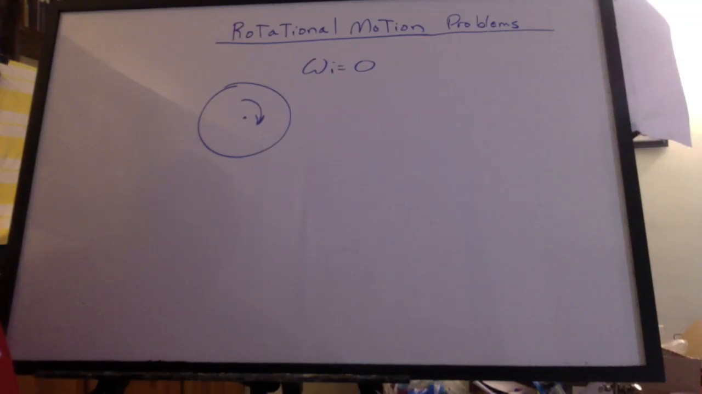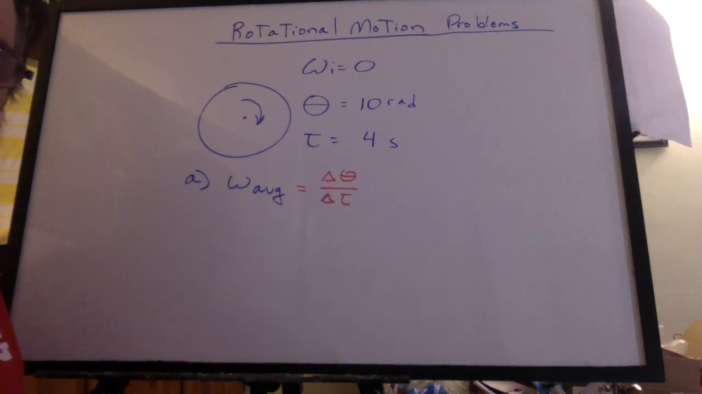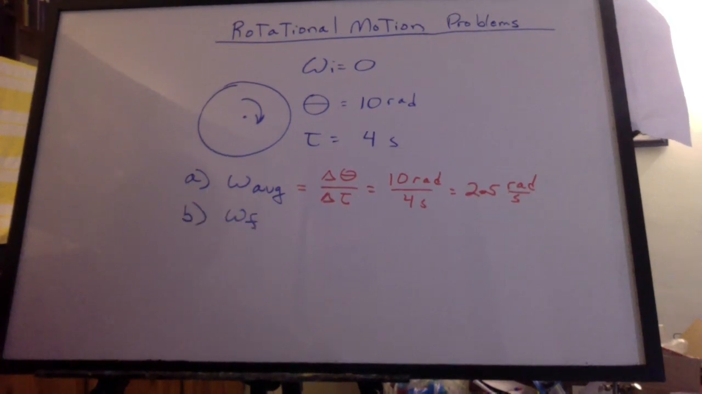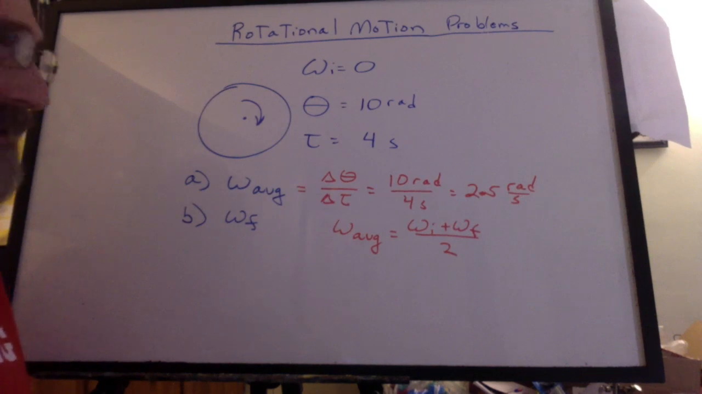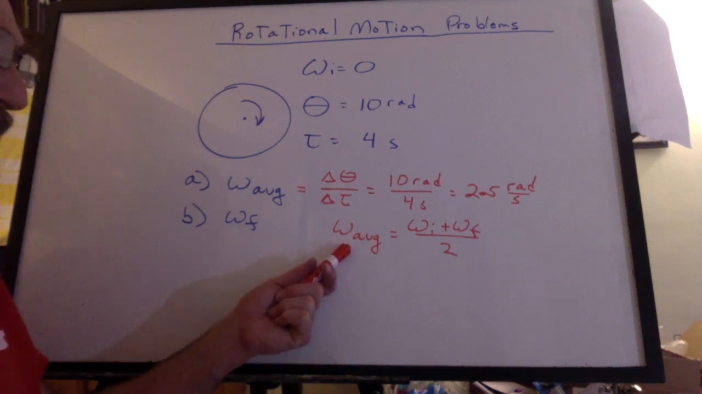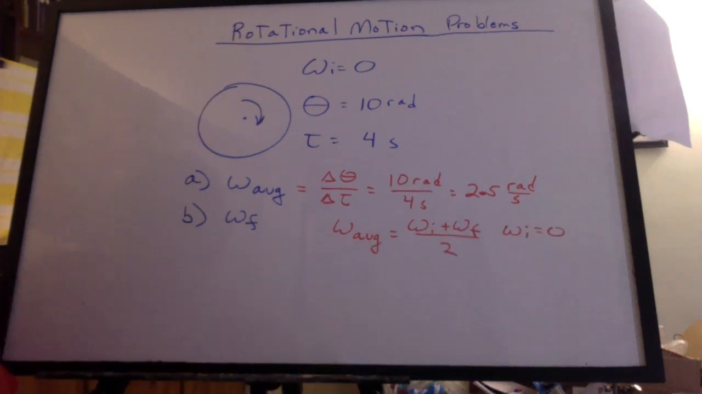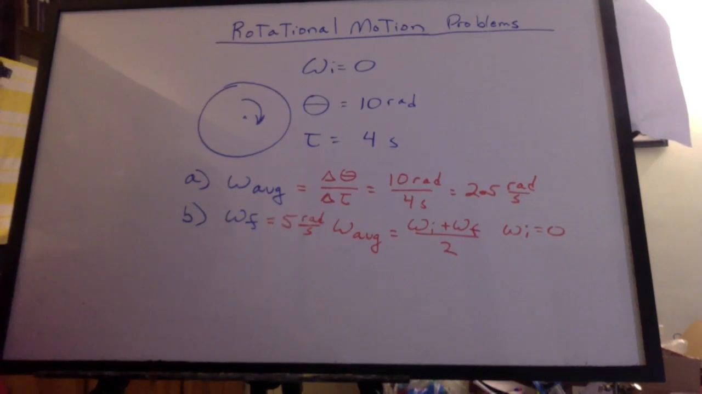Well, let's say we have a turntable and it has an initial angular velocity of 0. And it rotates through 10 radians in 4 seconds. What's the average angular velocity? Change in angle over change in time. That's 2.5 radians per second. What's the final angular velocity? If we assume a constant angular acceleration, we can say the average angular velocity is the initial plus the final divided by 2. Hey, the initial is 0, so the final is just 5 radians per second.